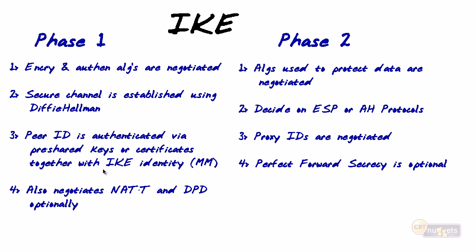Now, notice I mentioned here the IKE identity. Okay, this IKE identity thing. What can we use to identify peers? That's kind of a good question, isn't it? Well, we can use the IP address. That's the most common method.